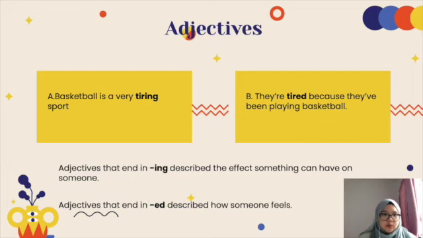We have: basketball is a very tiring sport. Adjectives that end in ing describe the effect something can have on someone. So basketball is the effect of them being tired as they play. And B, they are tired because they have been playing basketball. Adjectives that end in ed describe how someone feels. So they are tired because they play basketball. Okay, that will be the difference between ing and ed, where ing is the effect and ed is the feeling. The same goes for bored and also interested.